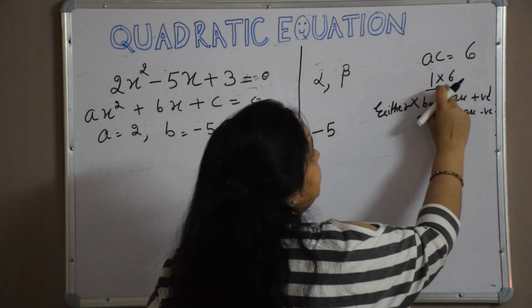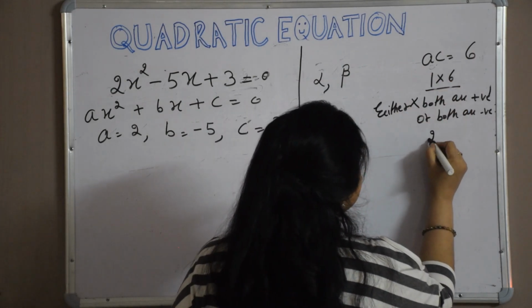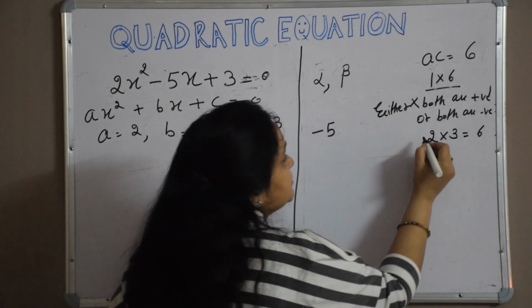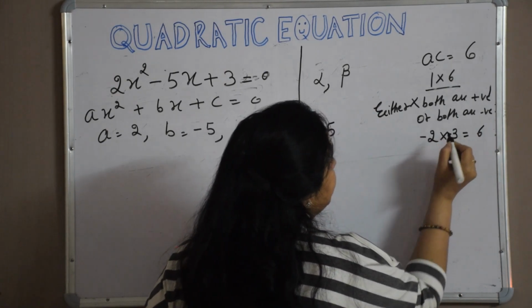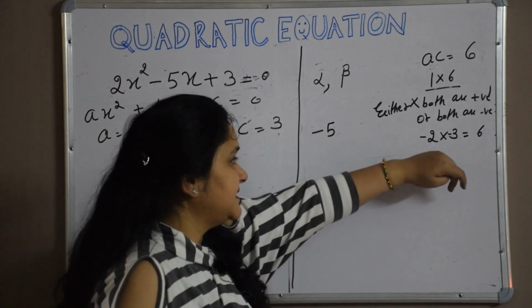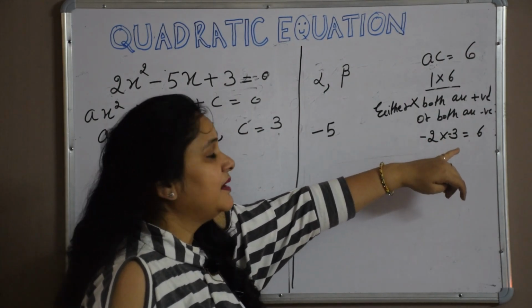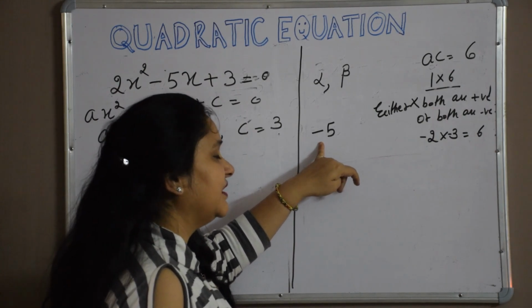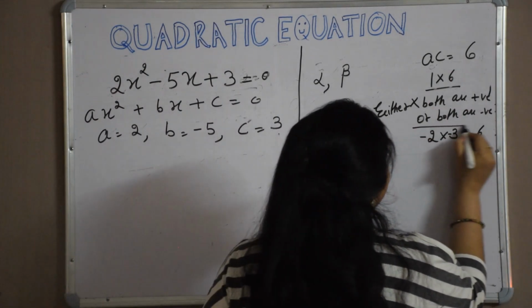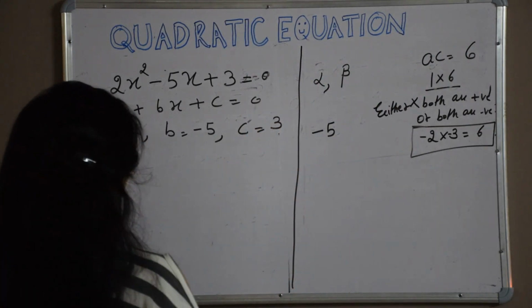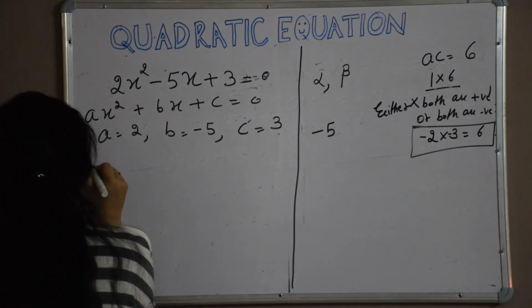Now first possibility was 1 into 6. And second possibility is 2 into 3. So if we are taking minus 2 minus 3, we are getting 6 here, product is positive, and if we are adding minus 2 minus 3, we are getting minus 5. So this is the exact possibility for us. Now we will apply here.